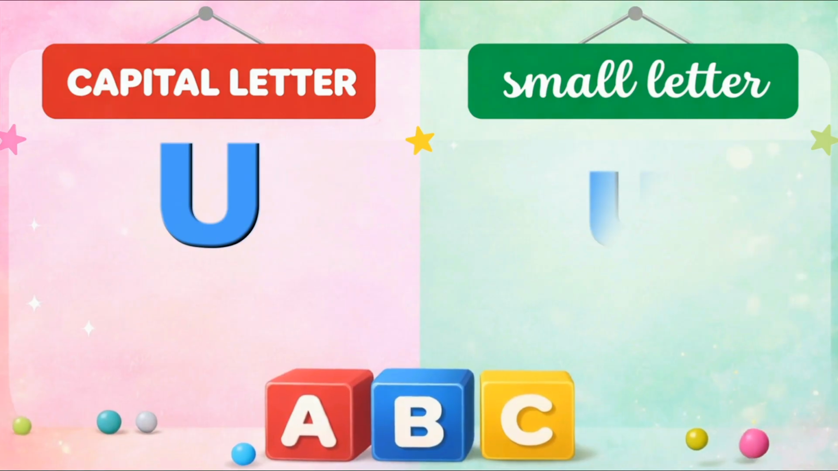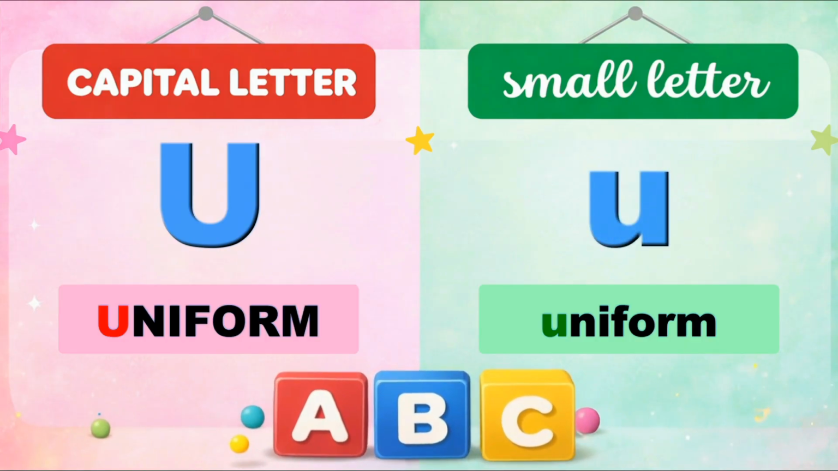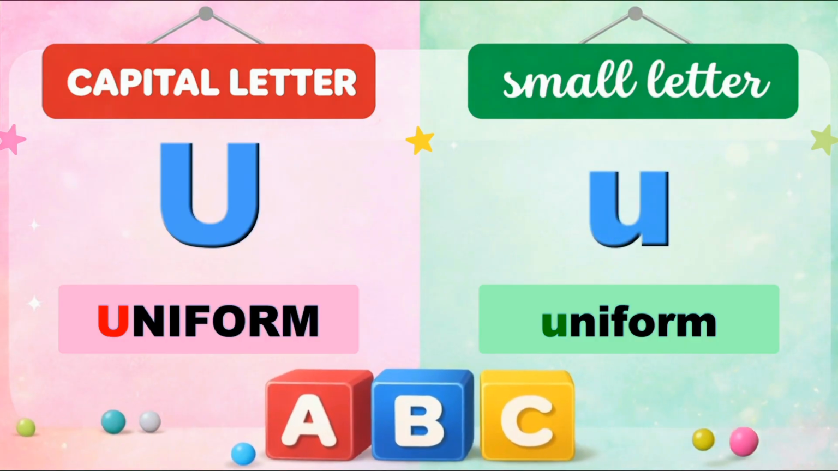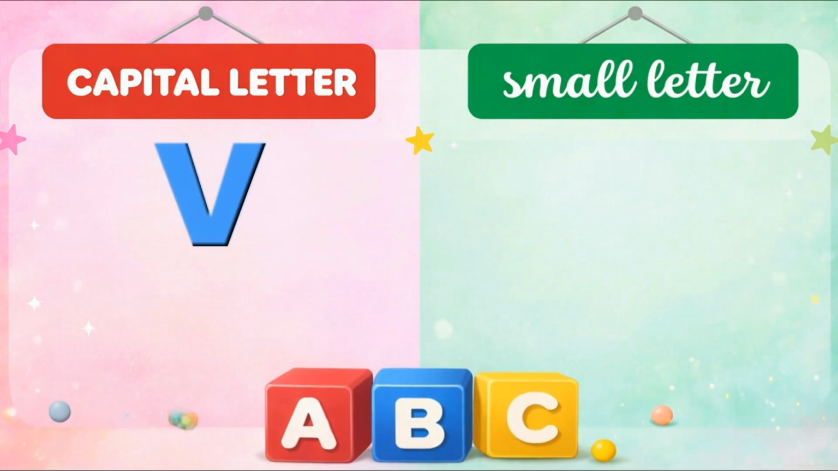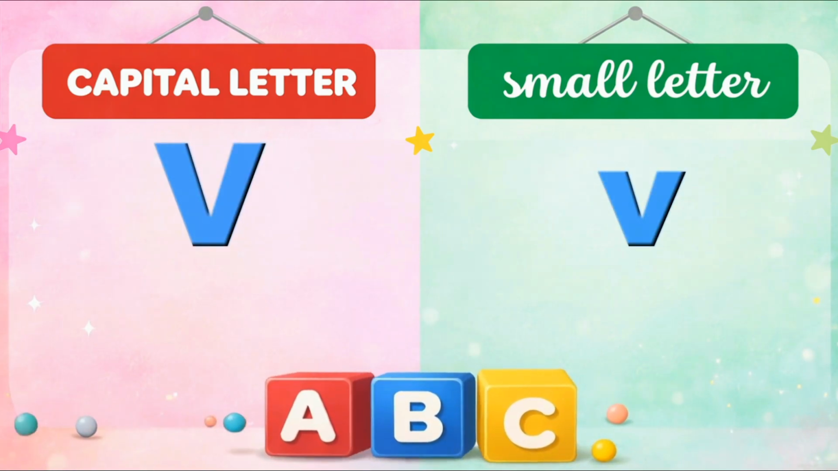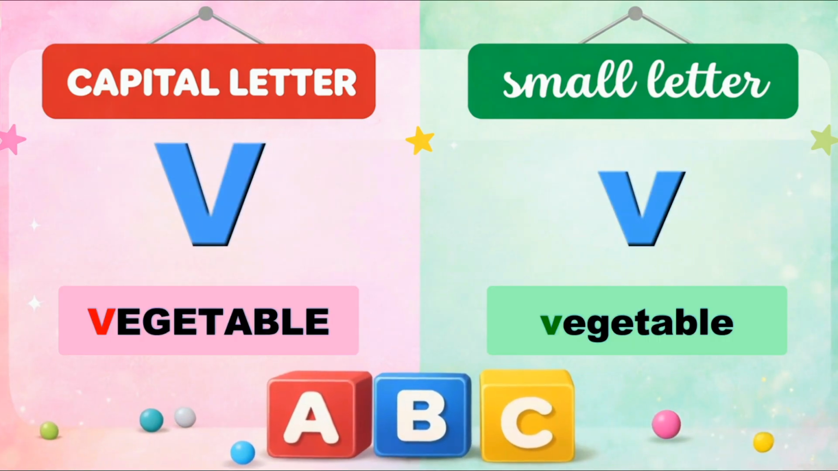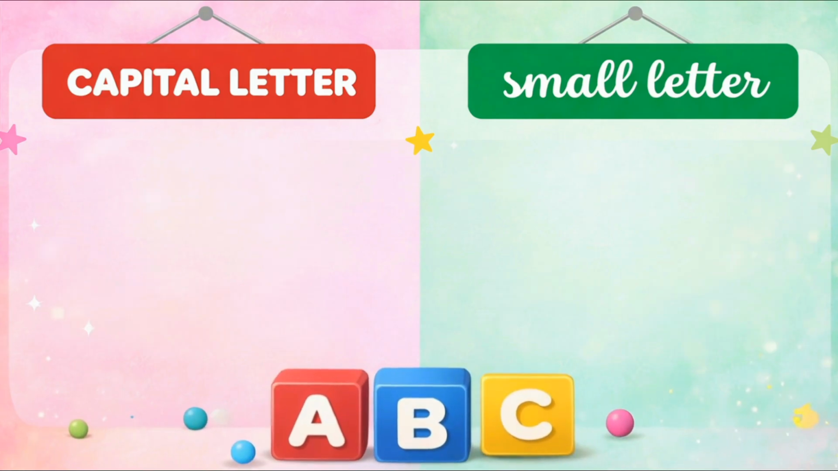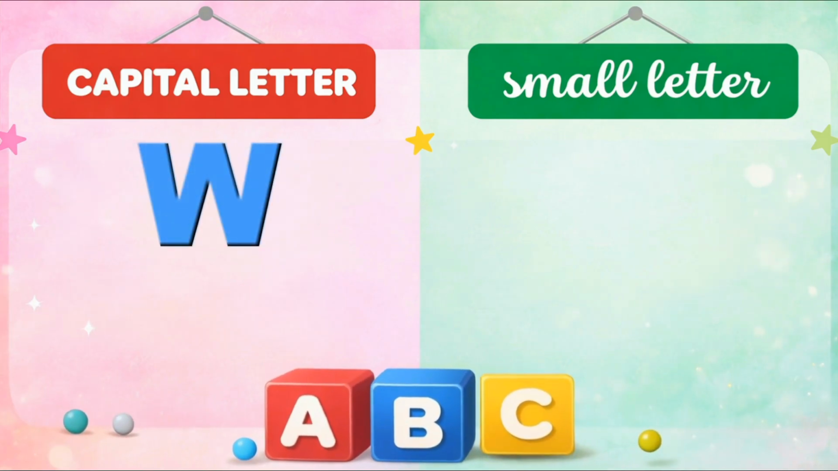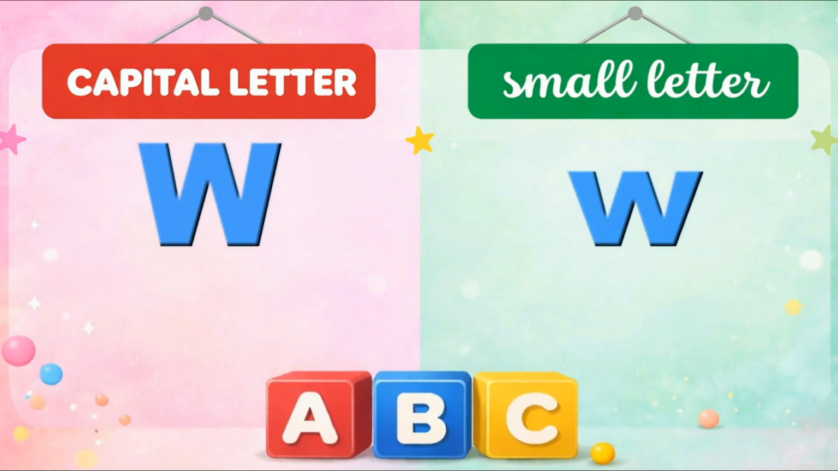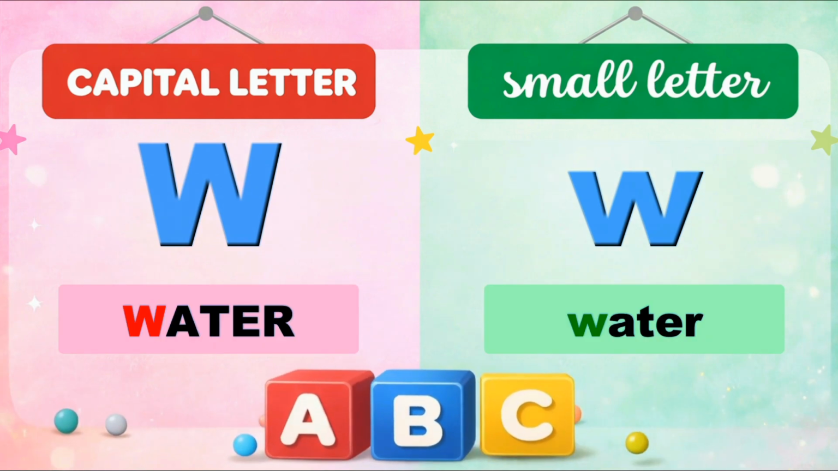Capital U, small u. U is for uniform. Capital V, small v. V is for vegetable. Capital W, small w. W is for water.